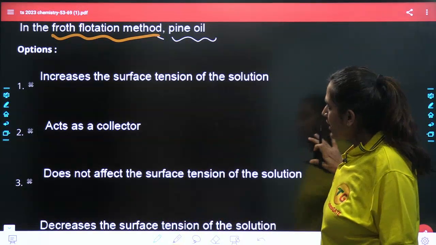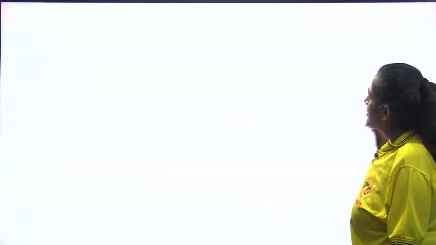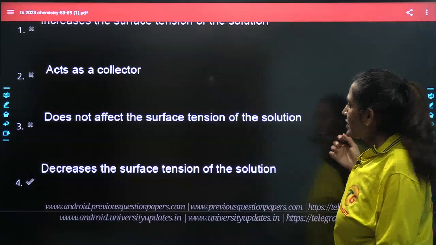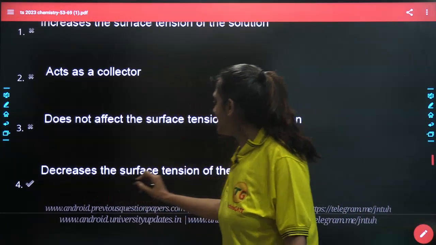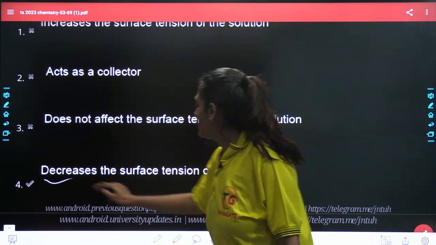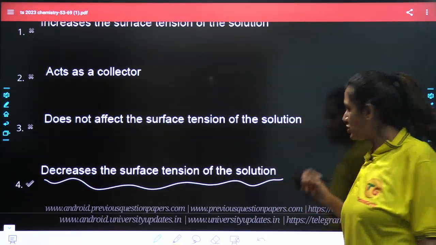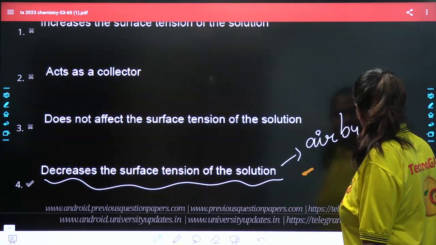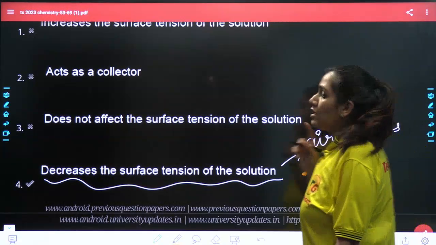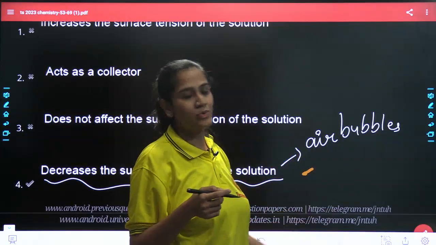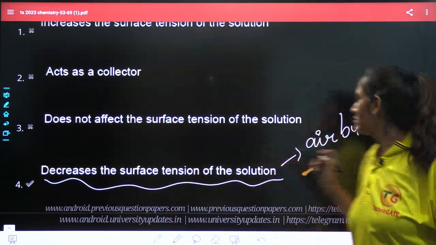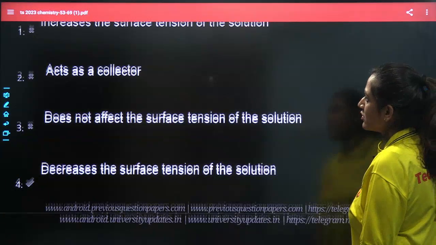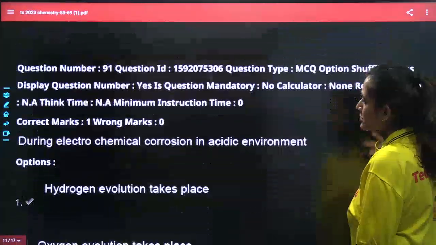So let's see what our correct option is. No, it does not increase the surface tension of the solution, it doesn't act as a collector, and it does not affect. Wrong. Yes, it decreases the surface tension of the solution and helps in the formation of air bubbles. And as air bubbles form, the hydrophobic mineral will get attached to it. Clear? Very good. Next question.